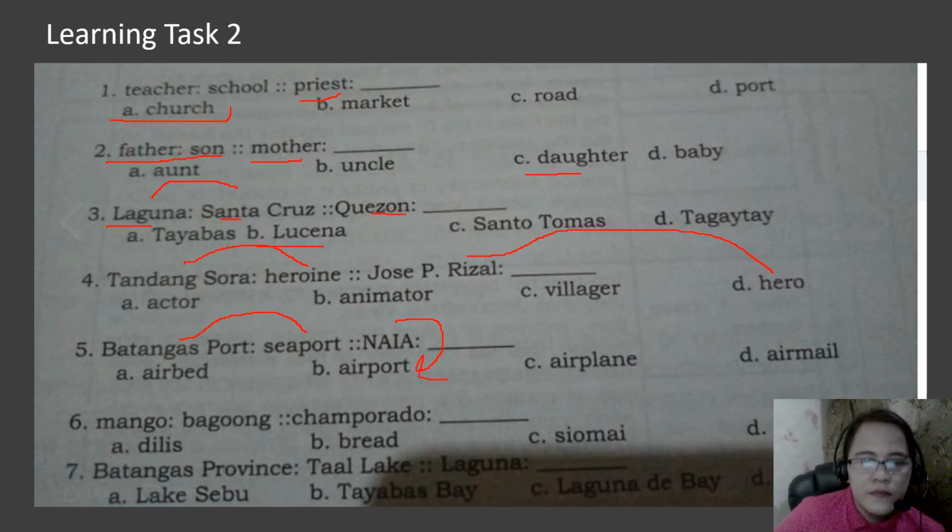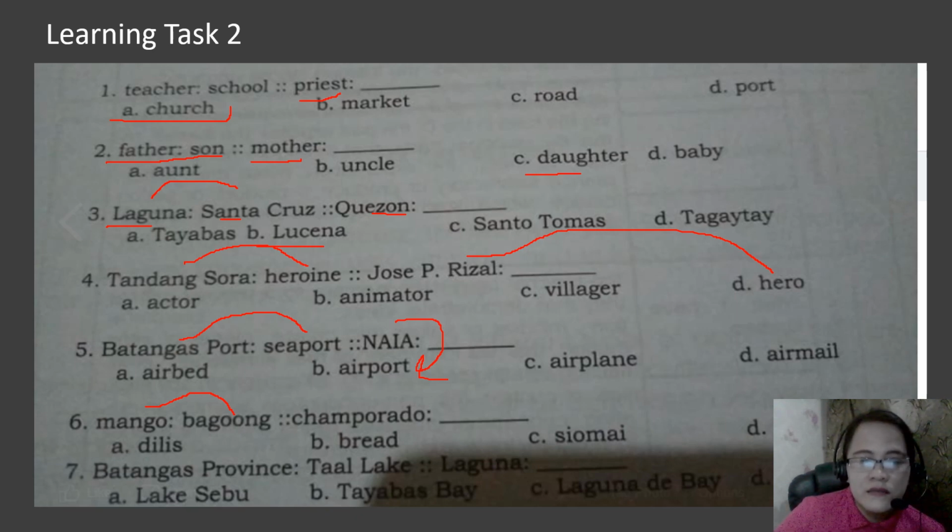Okay, number 5. Mango is to bagoong. Masarap daw nakasama ng mangga ay bagoong. Ang masarap naman nakasama ng champurado ay ano? Ang sabi nila ay dilis. So, you're correct, dilis.